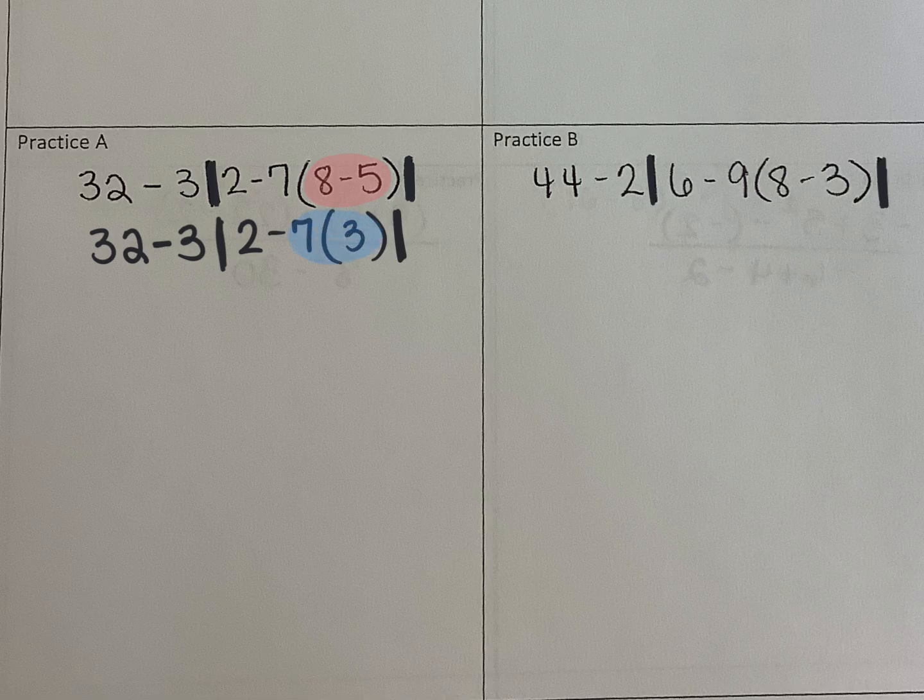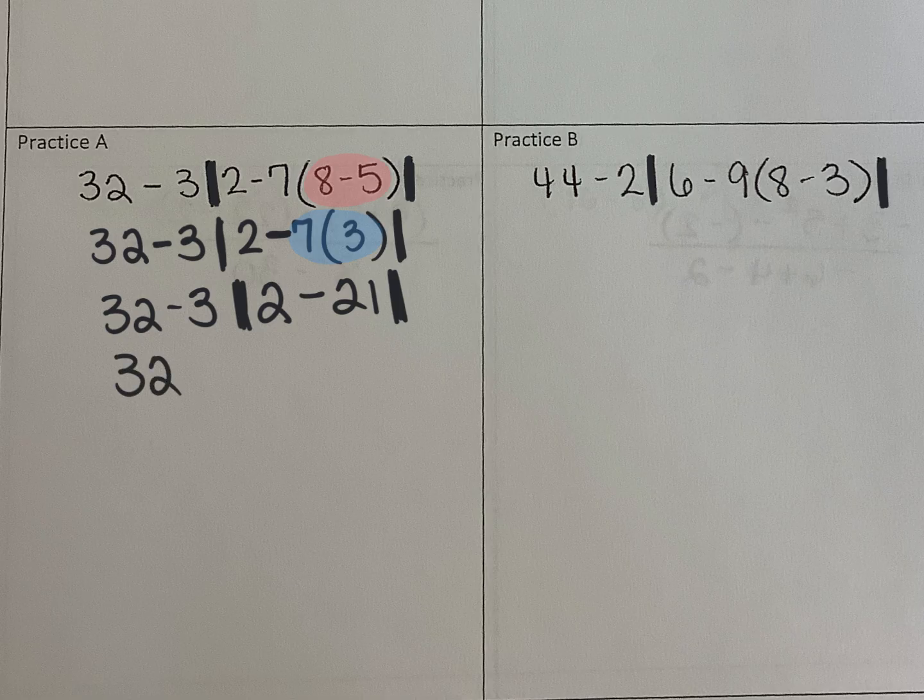7 times 3. So everything else remains. I still have 32 minus 3. Absolute value is still there, and 2 is still there. What's 7 times 3? 21, and I'm subtracting that, so minus 21. Still have my absolute values because I haven't done that yet. So you still do whatever's inside. Yes, you still have to stay inside there.